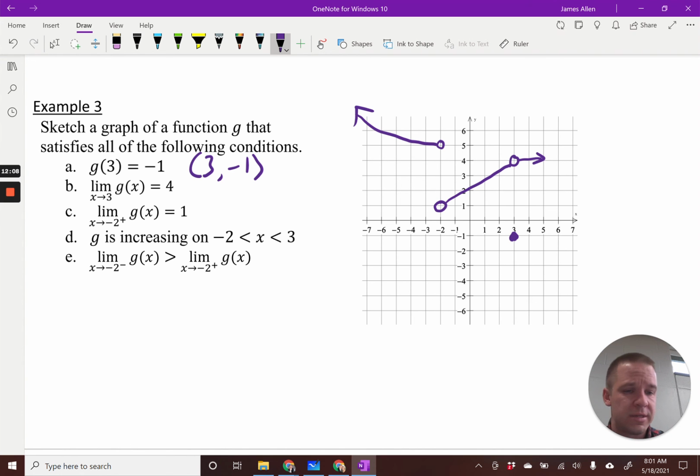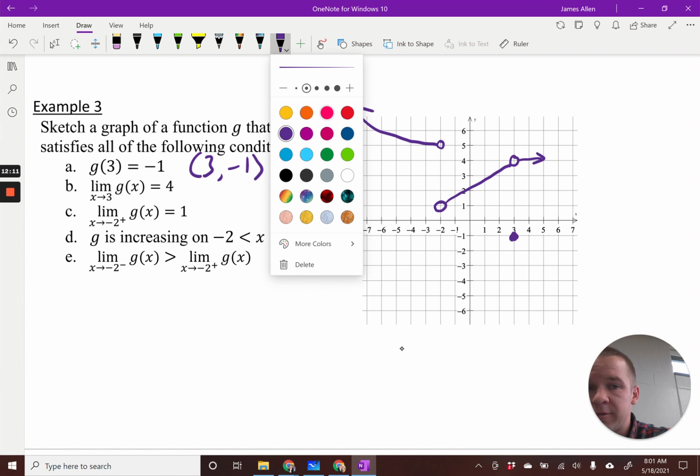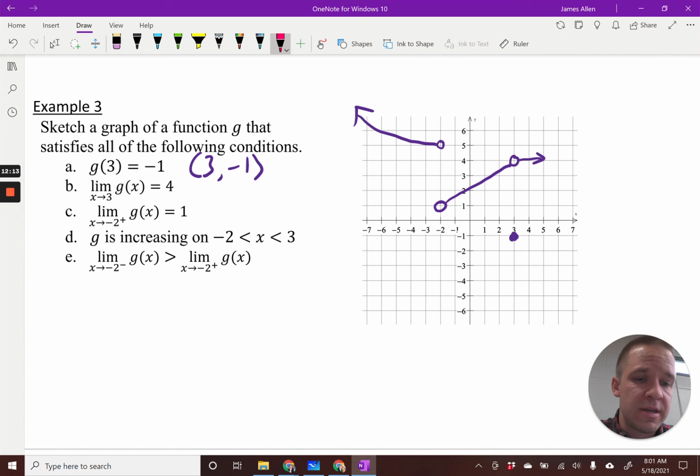So let's go back through this and make sure that we hit everything, okay? G of 3 is -1. That is the case, right? We did that right there. Cool. The limit of g of x as x approaches 3 is 4. From the left and from the right, it's approaching 4. I'm good to go. So, part C.